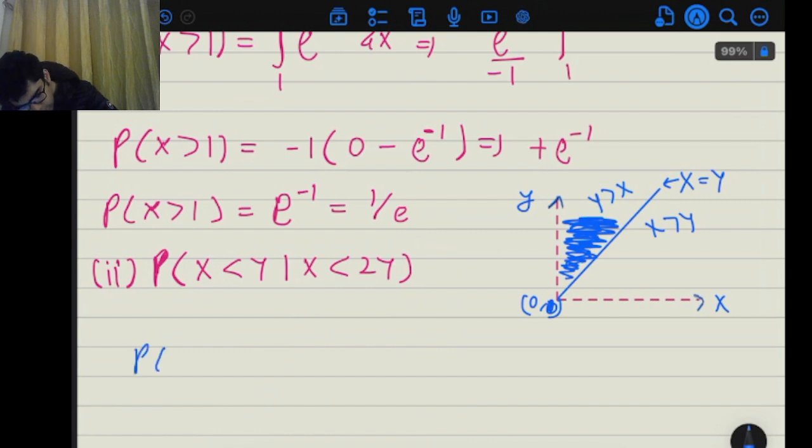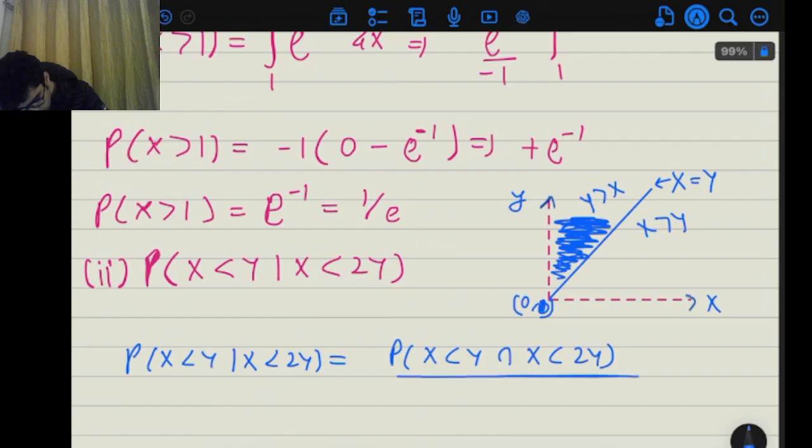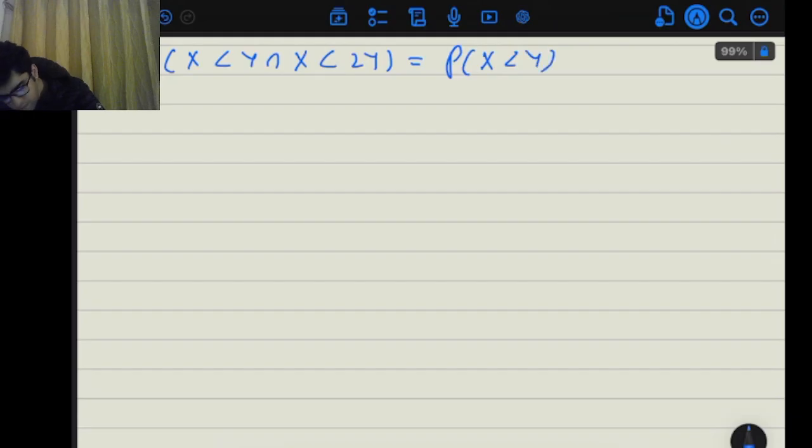So now we need to find the probability of x less than y, given x less than 2y. This means that we need to find the probability of x less than y intersection x less than 2y, divided by the probability of x less than 2y. The probability of x less than y intersection x less than 2y basically means the probability of x less than y. So for finding the probability of x less than y, what do we need to do?